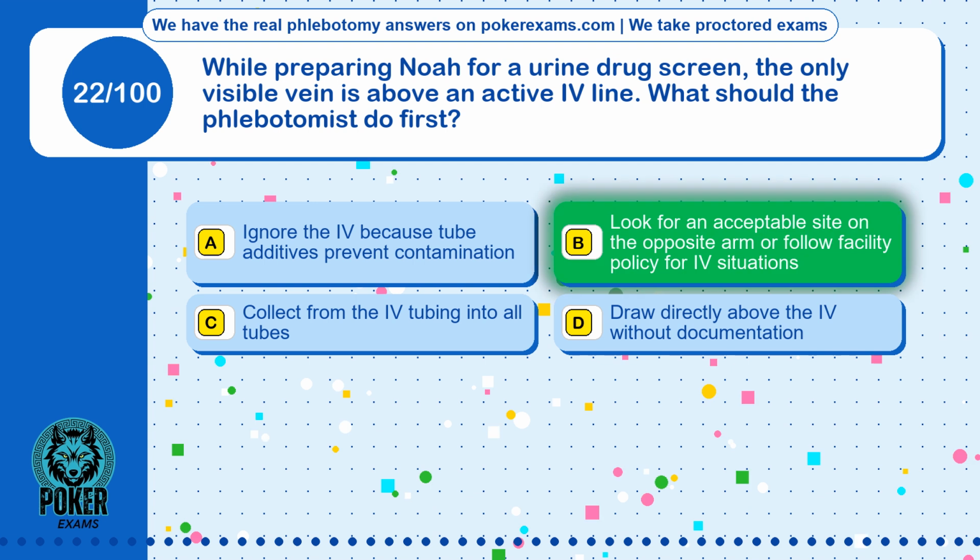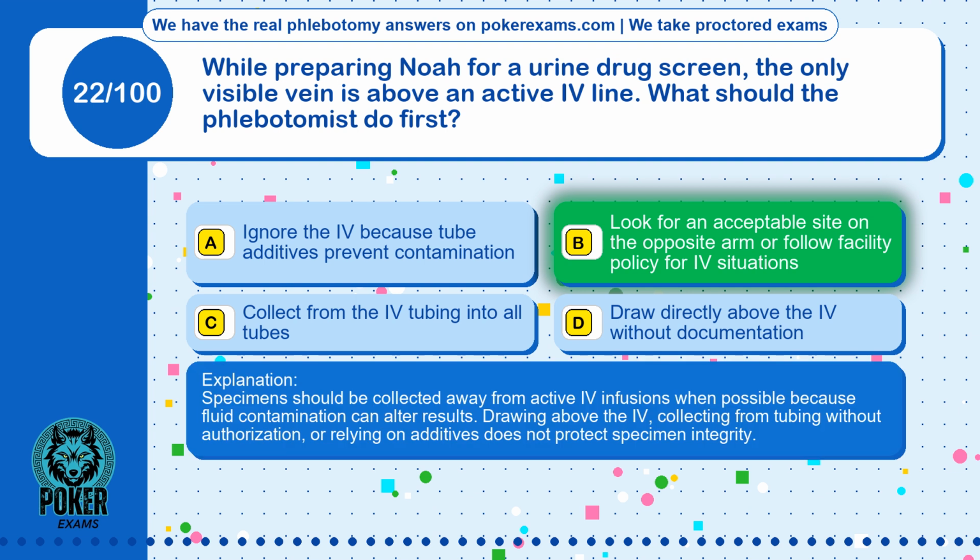The correct answer is option B. Look for an acceptable site on the opposite arm or follow facility policy for IV situations. Specimens should be collected away from active IV infusions when possible because fluid contamination can alter results. Drawing above the IV, collecting from tubing without authorization, or relying on additives does not protect specimen integrity.